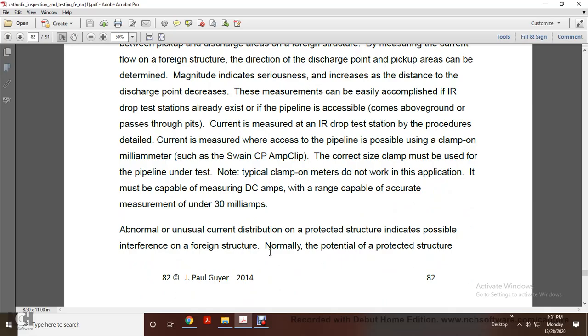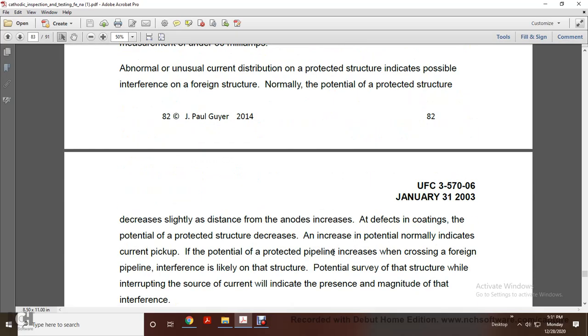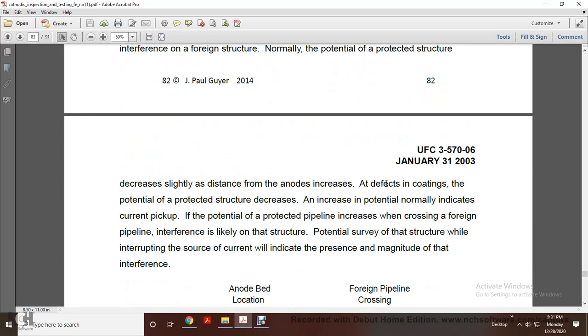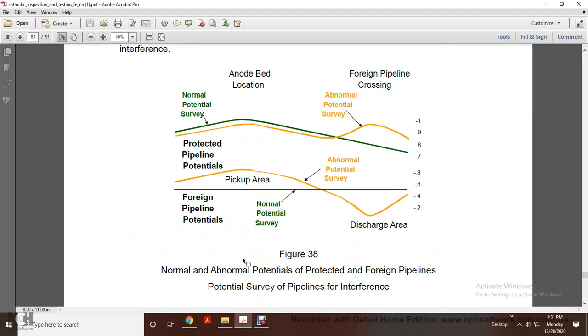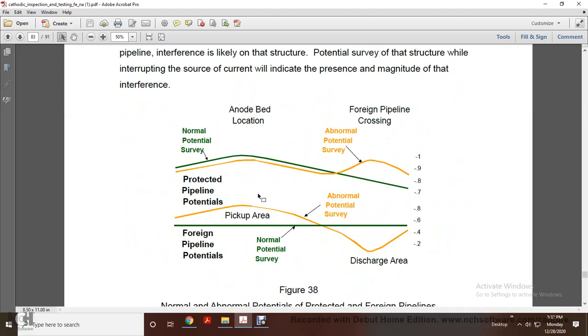Abnormal or unusual current distribution on a protected structure indicates possible interference with a foreign structure. Normally, the potential of a protected structure decreases slightly, sensitive to the anode direction, with the increase of defects in the coating of the protected structure. Here potentials normally indicate current pickup, and if the potential of the protected pipeline increases with the corrosion of a foreign pipeline, interference is likely on the structure. A potential survey of the structure while interrupting the source of the current indicates the magnitude of the interference. Now you have Figure 38: normal and abnormal potential surveys of protected and foreign pipelines, interference, anode bed, pickup area, and discharge.